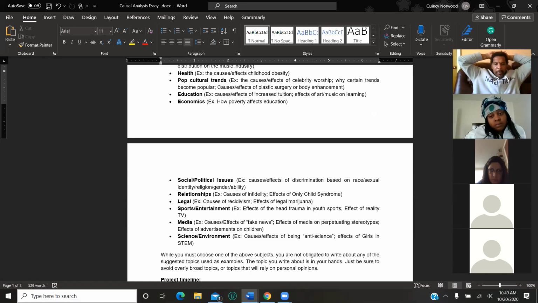All right. So there's legal, maybe you're pre-law. Okay. Causes of recidivism. Recidivism is just like our revolving prison door in the United States. All right. Or the effects of legal marijuana, even though we're about to take that one off the table, because I don't know if you could add something new to that discussion. You can. I say that because I've read like a million papers about that. But if you can bring something new to that discussion, by all means. All right.